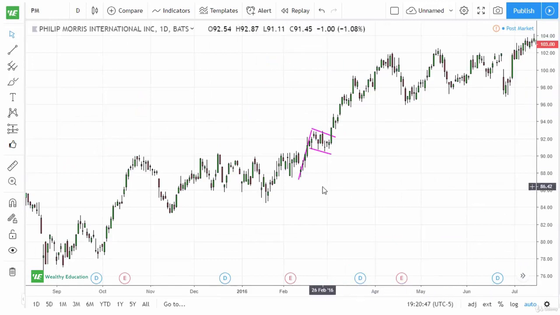Philip Morris formed a bullish flag here. You can see we ran higher, and then we consolidated, slightly pulling back. So you're looking for the height of the flag. 87 to 92, so it's $5. We break out during this day. $5 above 92.5 is 97.5, and you can see that we get there, and of course continue to go higher.